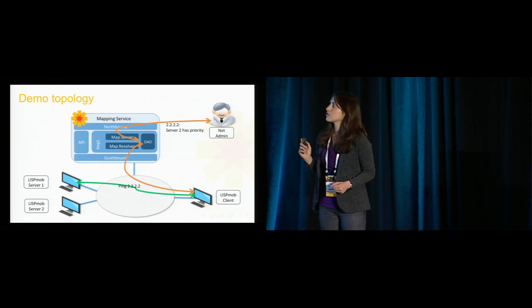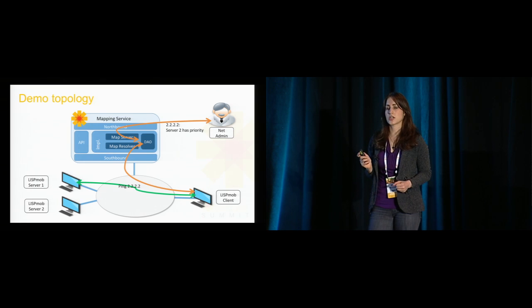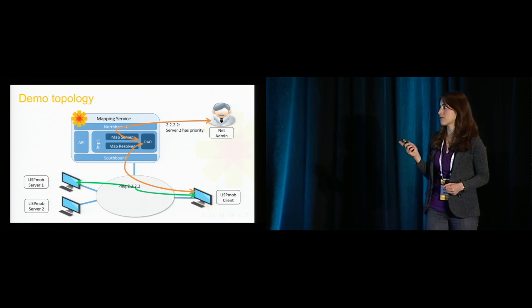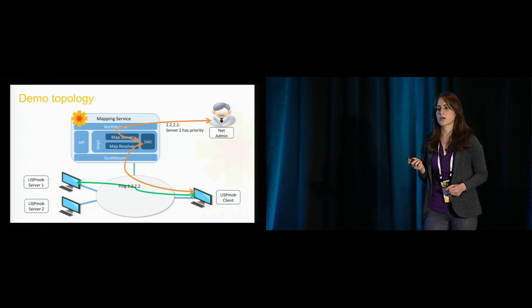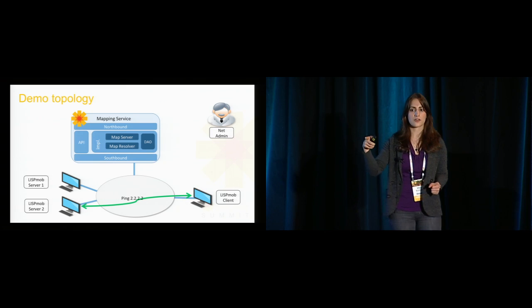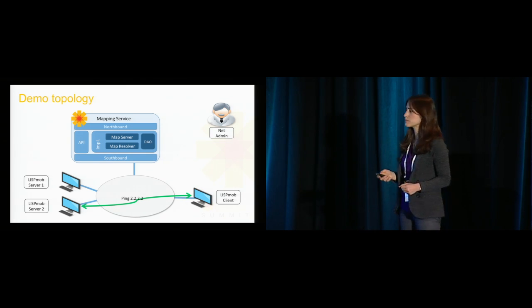Then I'm going to go to the northbound API again and change the policy. And I'm going to say now I'm going to give priority to server 2 for this EID. So then you'll see that the ping will transfer from server 1 to server 2.